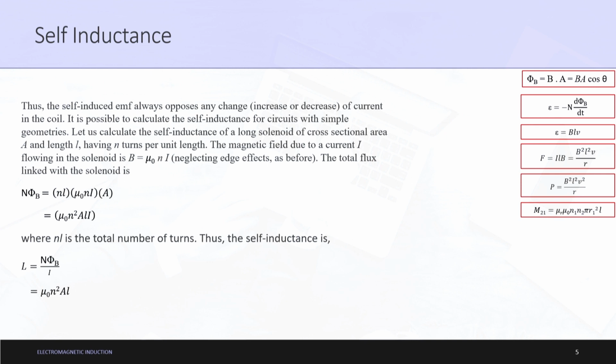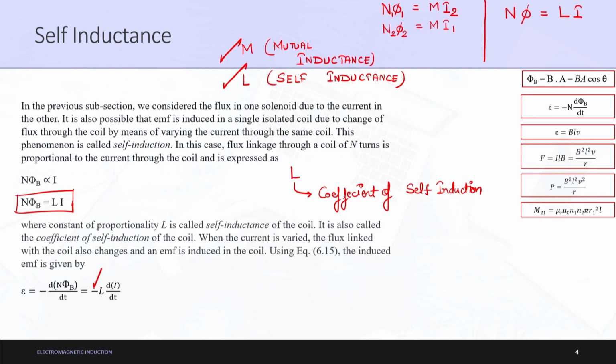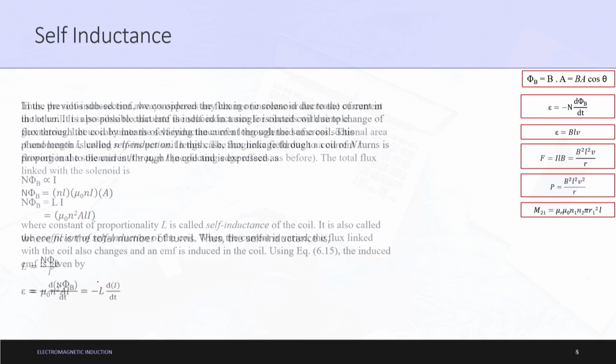So now please listen carefully again. Thus the self induced EMF, self induced because the induction is being done in the same coil, that is why it is called self induced. EMF is nothing but voltage value, denoted by epsilon, and it always opposes any change of current in the coil. So that is why a negative sign is used here.